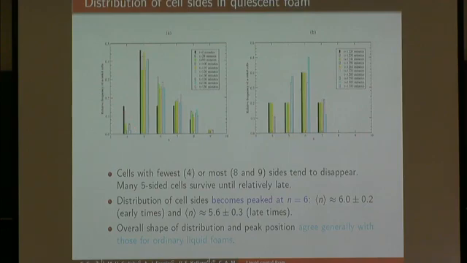The number of 4s goes down dramatically. The number of 8s is still fairly high, even at the latest of the early times, and same goes for the 9s. There's a small but persistent cohort of bubbles with these large numbers of sides. At the late times, the 8s and the 9s are all gone. The 4s are still there, but decreasing.